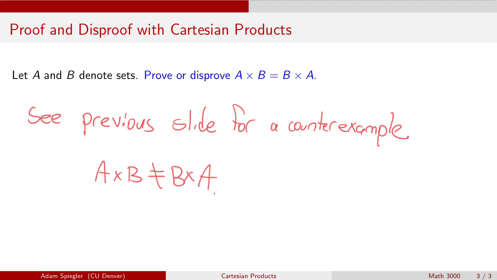Okay, so we'll work some more with Cartesian products and proof and disproof with some properties of Cartesian products in class.